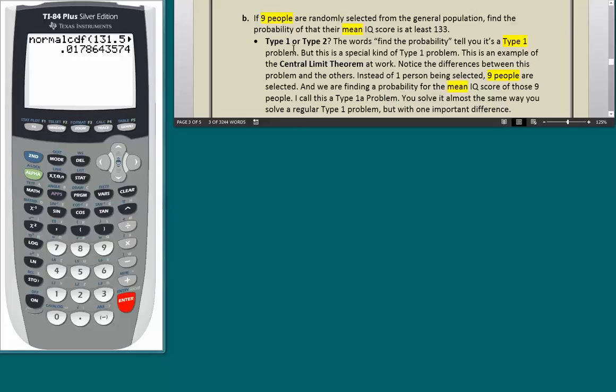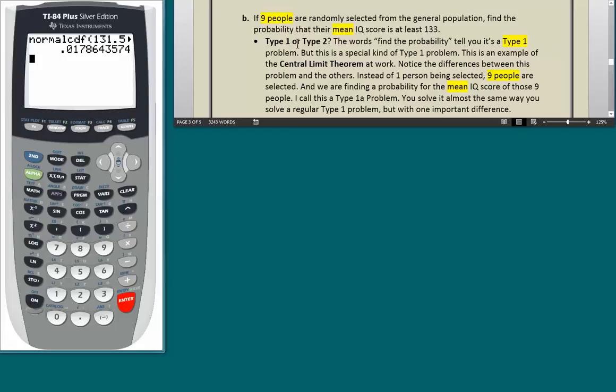But now there's a question B under this same problem, and it asks a different question, and it's very important we focus on the differences. In A, we selected one person, but now we're selecting 9 people. If 9 people are randomly selected from the general population, find the probability that their mean IQ score is at least 133. It's very important that you recognize the difference.